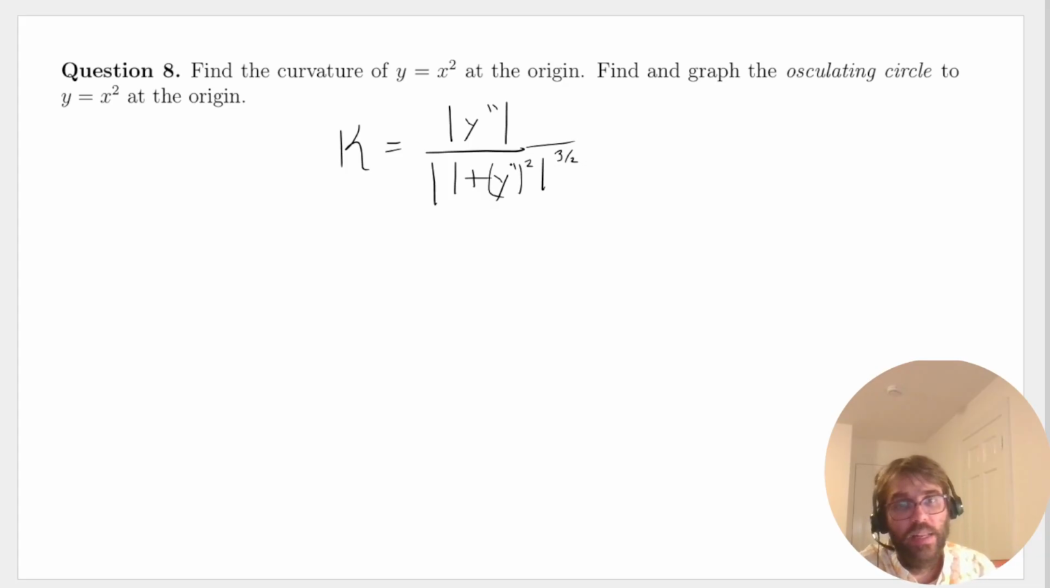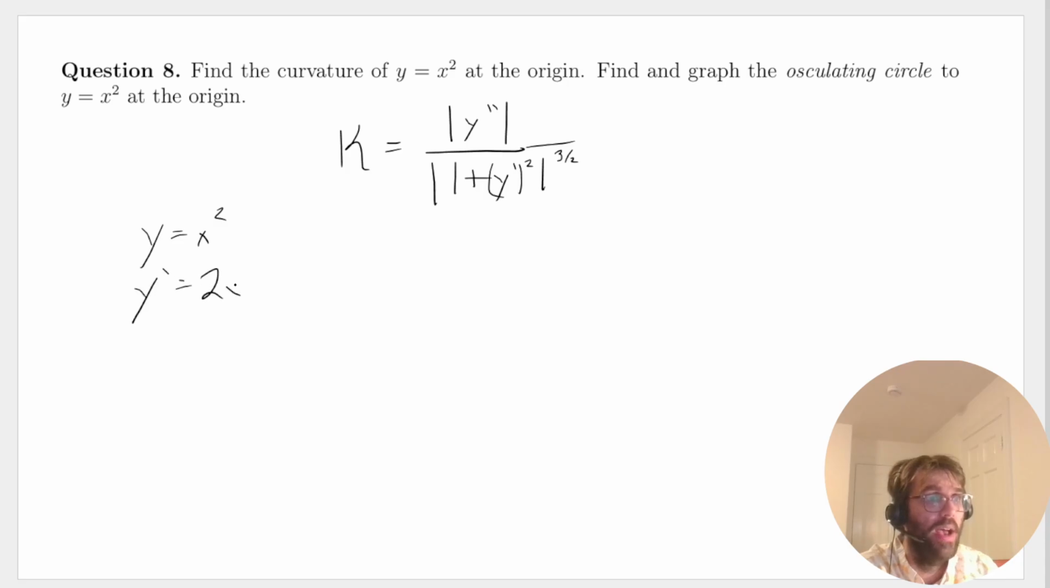That 3 is just the one from our regular curvature formula that hopefully you've got written down, and so on. I want to find the curvature of y equals x squared at the origin, so we'll say y equals x squared, but I need y prime equals 2x. I need y double prime equals 2. And then here we go.